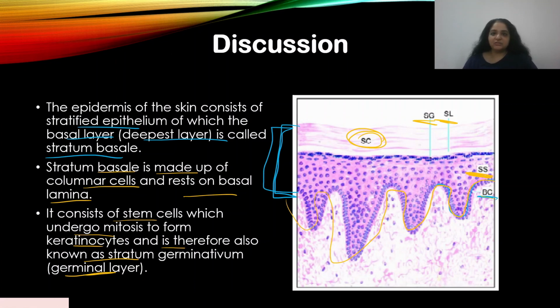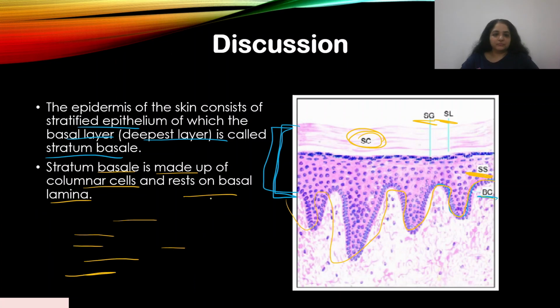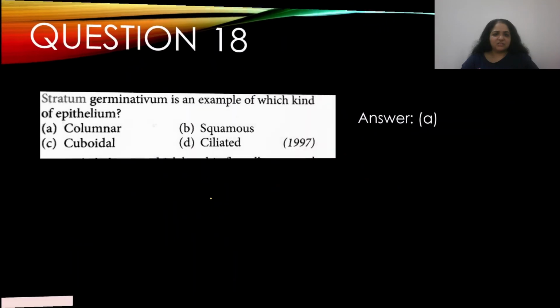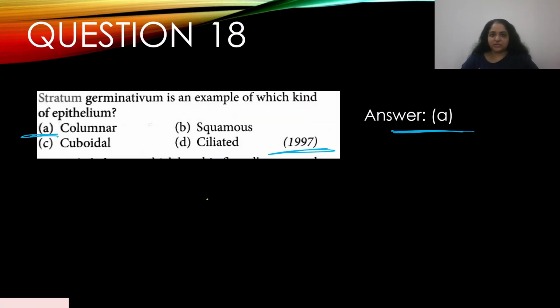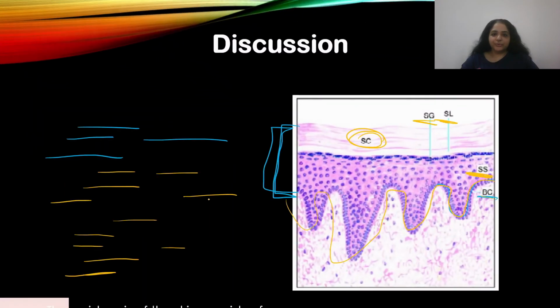Why is it called germinativum? Because it contains stem cells which can then be converted into keratinocytes. So that's why it's known as a germinal layer. And it's actually the deepest layer. It's also known as stratum basale, that's another name for it. Okay, I guess that we've answered the question. Definitely columnar, stratum germinativum. Yeah, I guess we can move on.